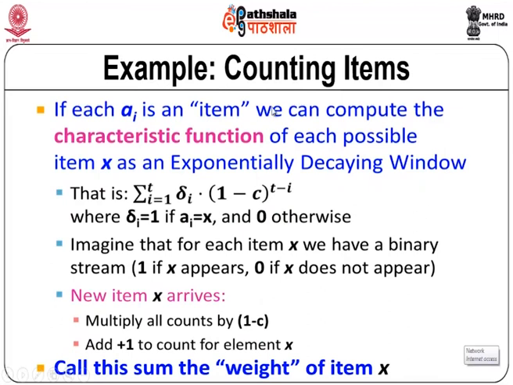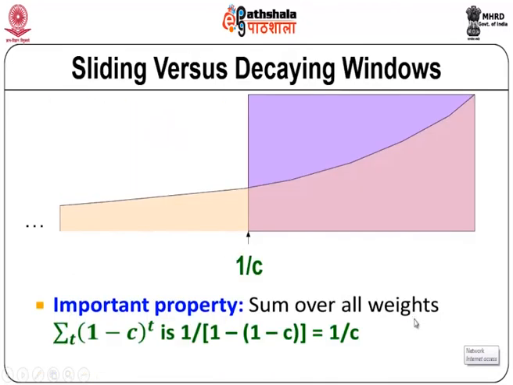For counting the items, all that you need to do is, as mentioned earlier, you will have to multiply it with 1 minus c. Adding plus 1 to the count for every element means you are actually calculating a sum. This sum is going to be called as a weight for the given item x. So based on the weight, you can treat whether the given item is a frequently occurring item or not.